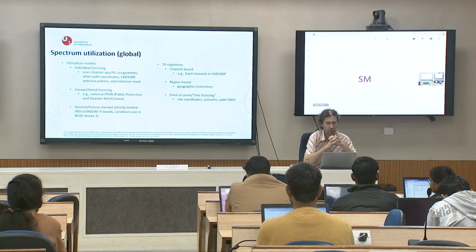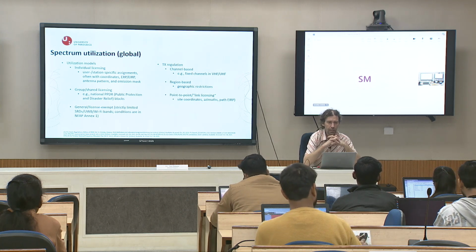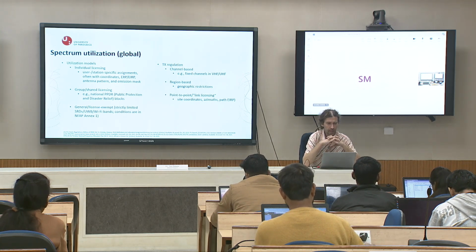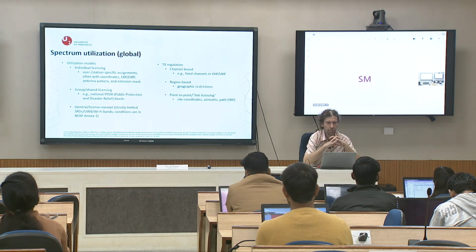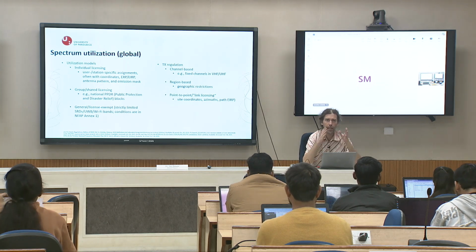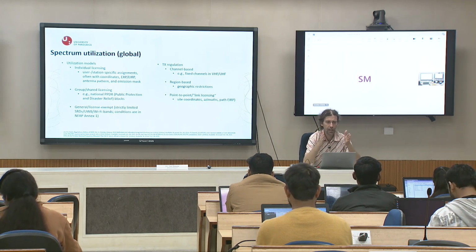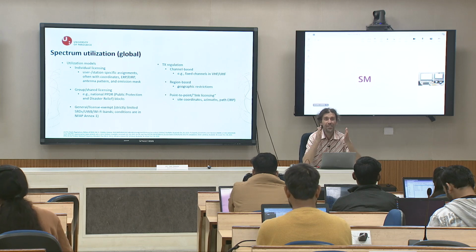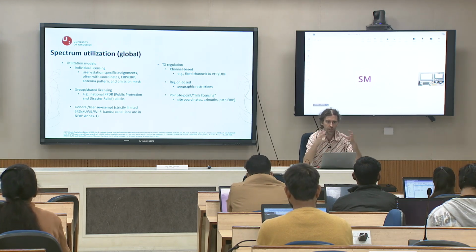If I will continue, there is some utilization models. The utilization models are divided into 3 different brands. It is individual licensing. You get a license for a specific band, for a user, station-specific assignments, often with coordinates. So it is geolocation for some.